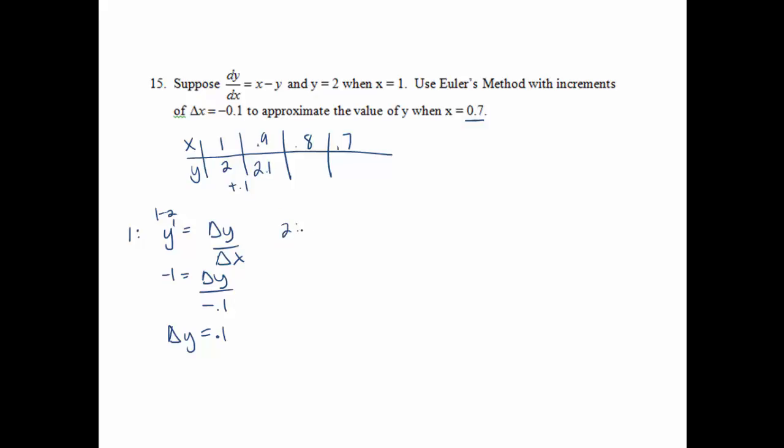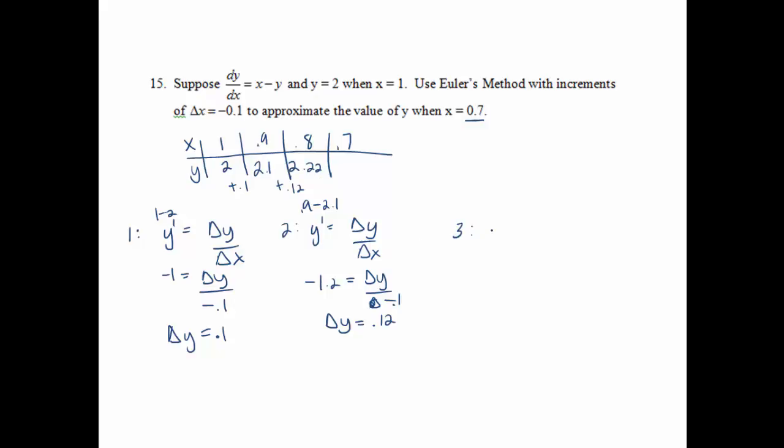Right, step 2. y prime equals delta y over delta x. Once again, to get y prime, I'll do x minus y, so it will be 0.9 minus 2.1. That will give me negative 1.2, which will equal delta y over delta x, negative 0.1. Cross multiply, I'll get delta y equals positive 0.12. So now we're going to add 0.12 to my y value, and when I do that, I'll get 2.22.